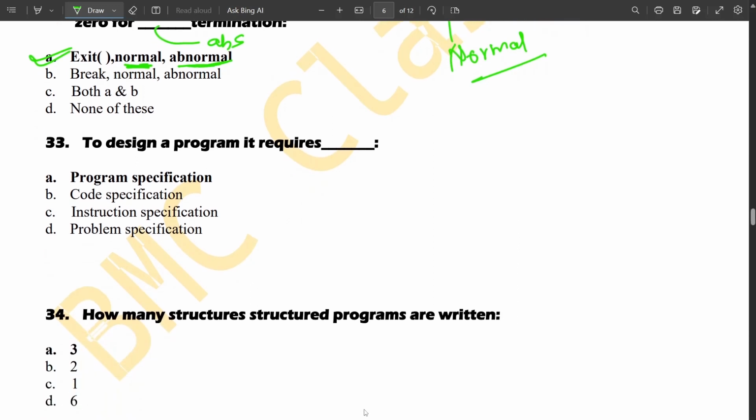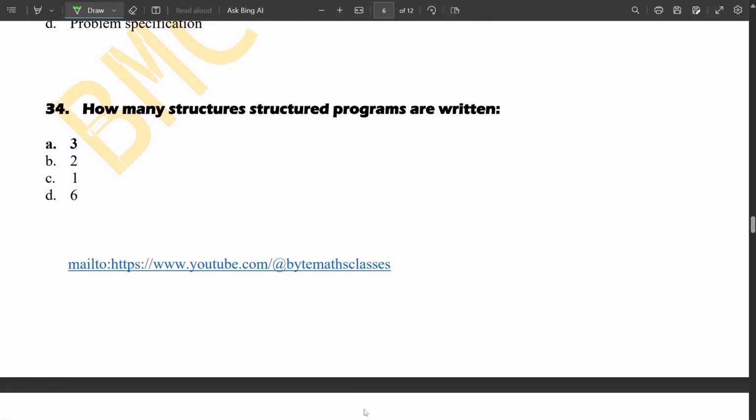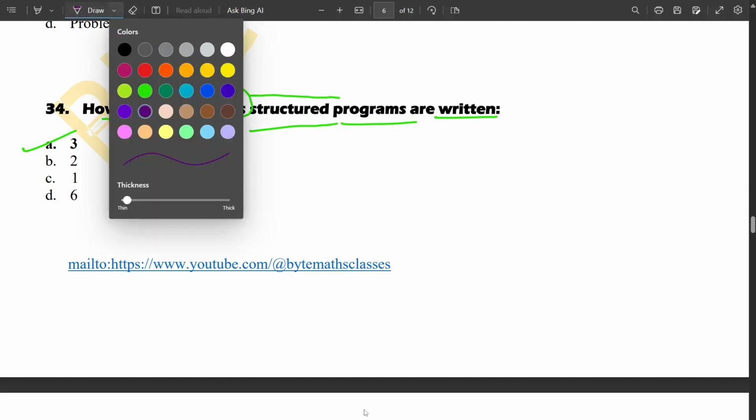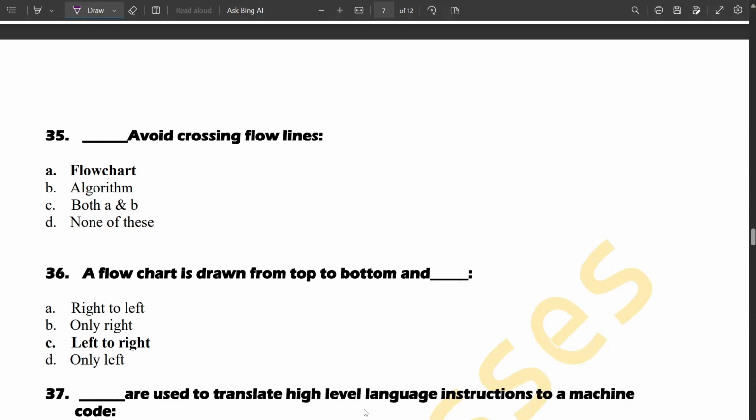Let's go on to 23. To design a program, what is required? Program specification. Next, how many structured programs are written? Option number A is correct, 3. Next, to avoid crossing flow lines, flow chart. Option number A is correct. A flow chart avoids crossing flow lines.